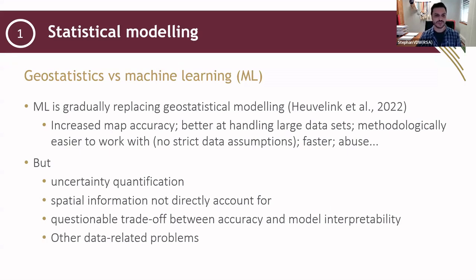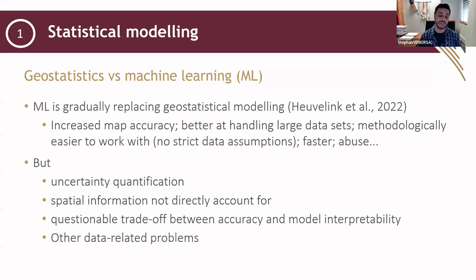It's methodologically also easier to work with. For example, you don't have so many strict data assumptions like stationarity of your spatial information. It's faster, but we also see a lot of abuse with machine learning in this field, where people use it to do very strange things. And these are things that I've picked up also with reviewing papers for journals.